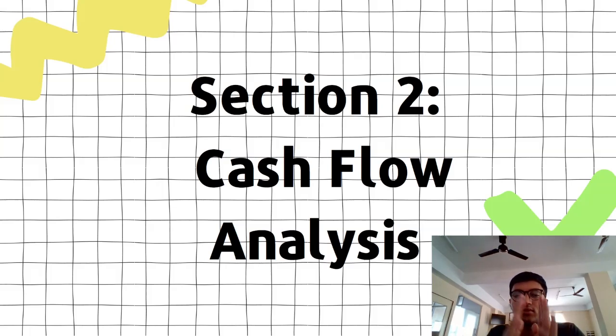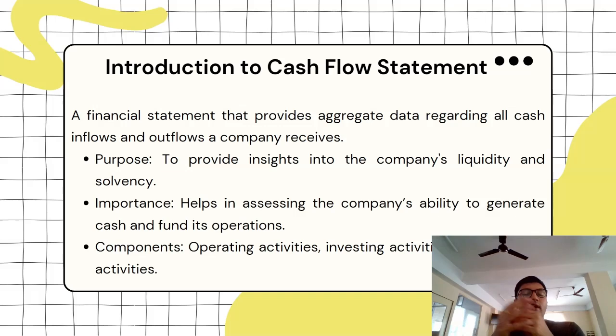Let's delve into cash flow analysis. To be very frank, this is the most important analysis. It has three components: financing activity, operating activity, and investing activity. Let me tell you part by part. It is a financial statement that provides aggregate data regarding all the cash inflows and outflows of a company. So whatever cash transactions the company is into, how much it paid to whom, all the banking transactions, whatever is happening, whether the company is investing, taking a loan from somewhere, or getting money from operations, whatever business it is in.